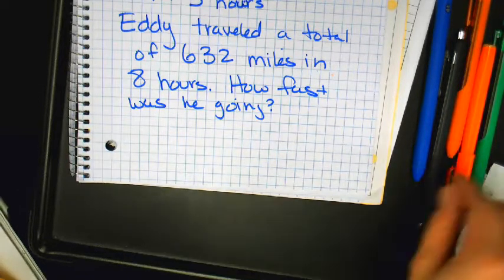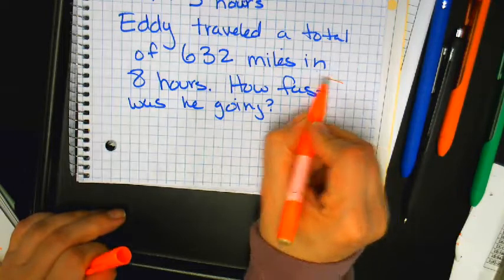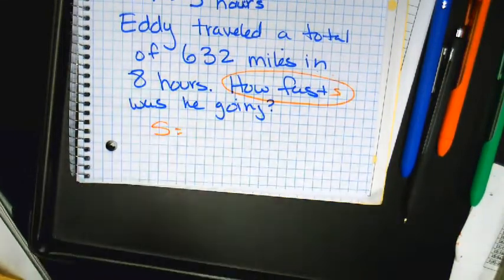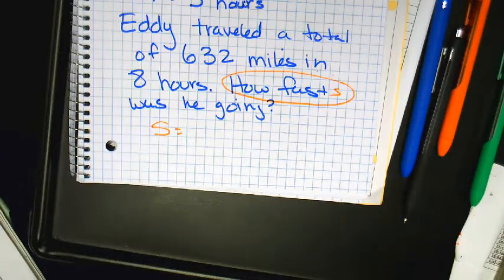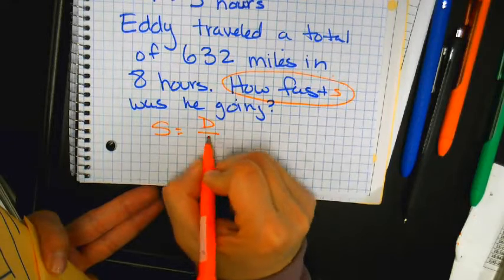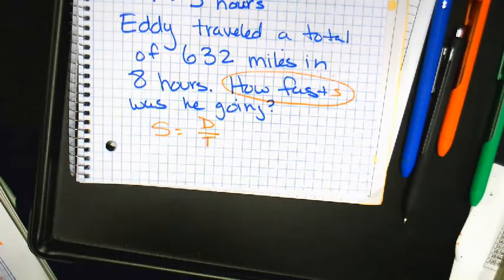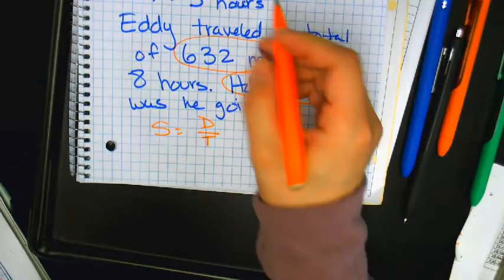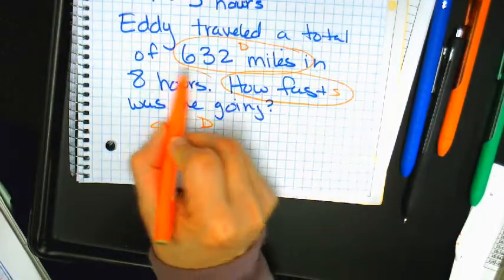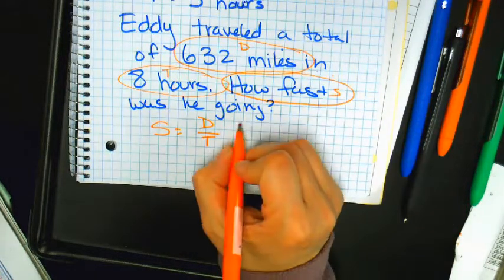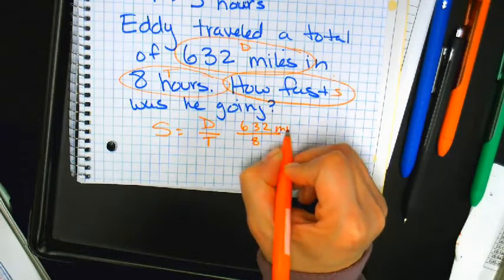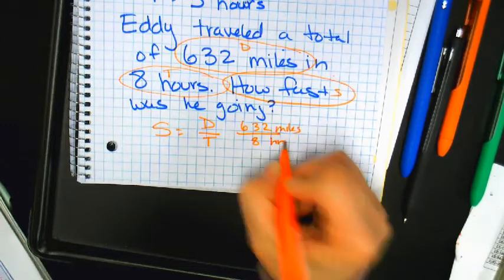So we're solving for speed. This is how fast. That's speed. So speed is equal to, we cover up the S in our triangle. Distance divided by time. So our distance is 632 miles, our time is 8 hours. So 632 divided by 8. 632 miles divided by hours.